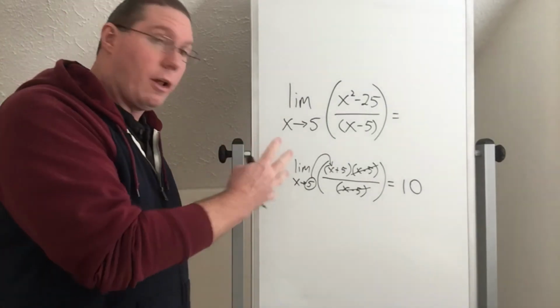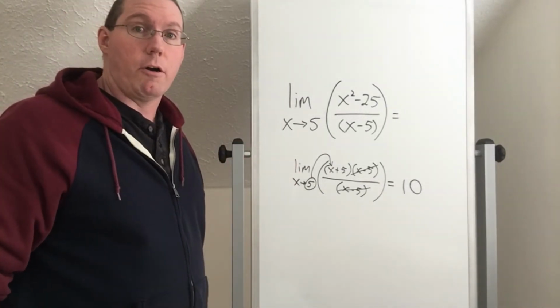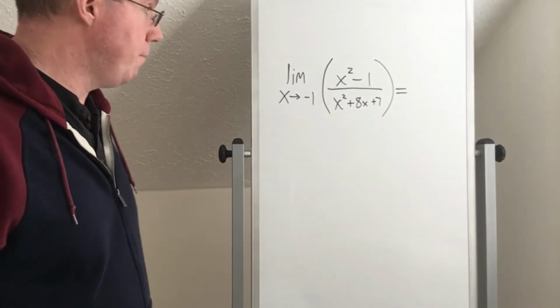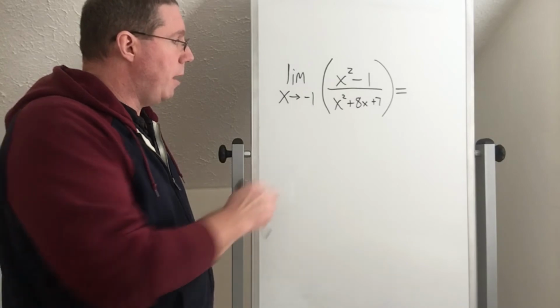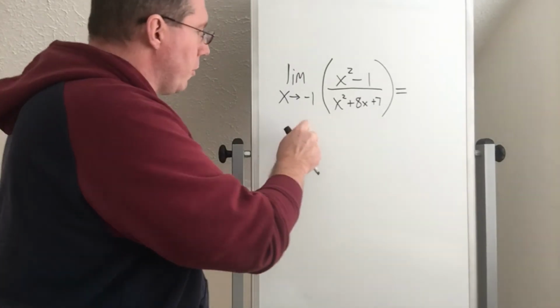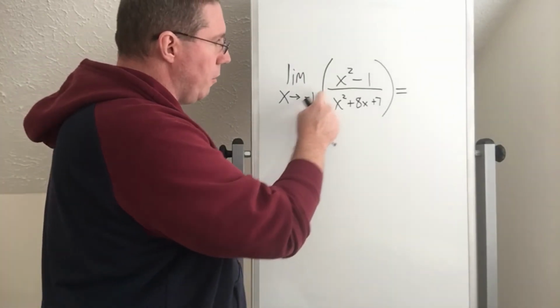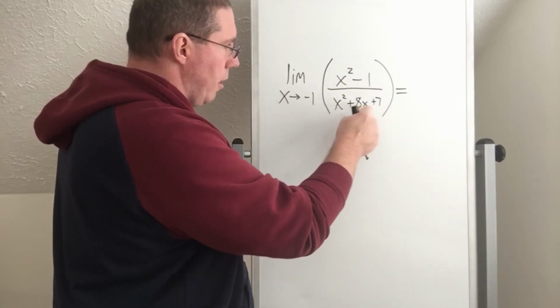Okay, I'd like to do another one that's like this, but a little bit harder. All right, let's try this one. If you want to, you can pause this and try it on your own. First thing we're going to do is take our k value, which is -1, and plug it in for x here, here, and here.